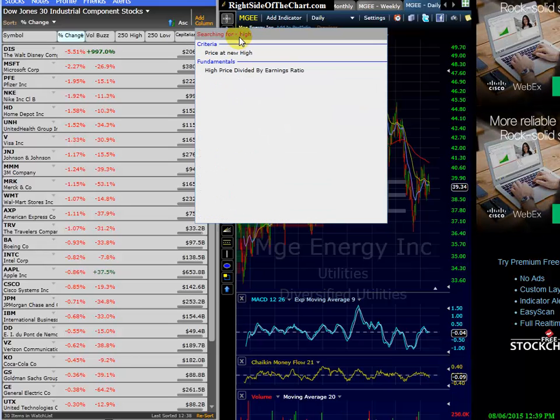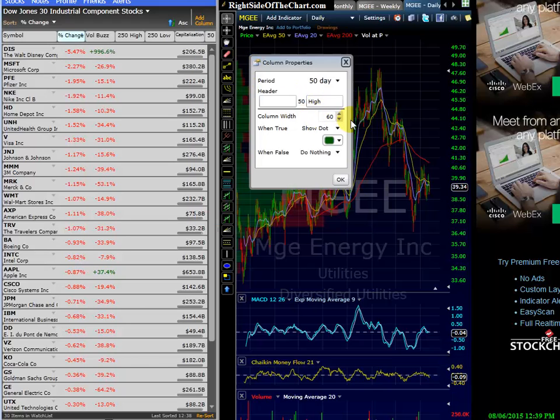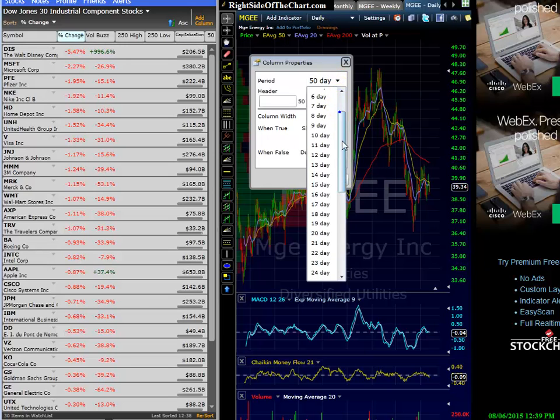Just type in the word high, and then price at new high. That's what I added in. When you add price at new high, what you need to do is change this from 50-day to 250-day.